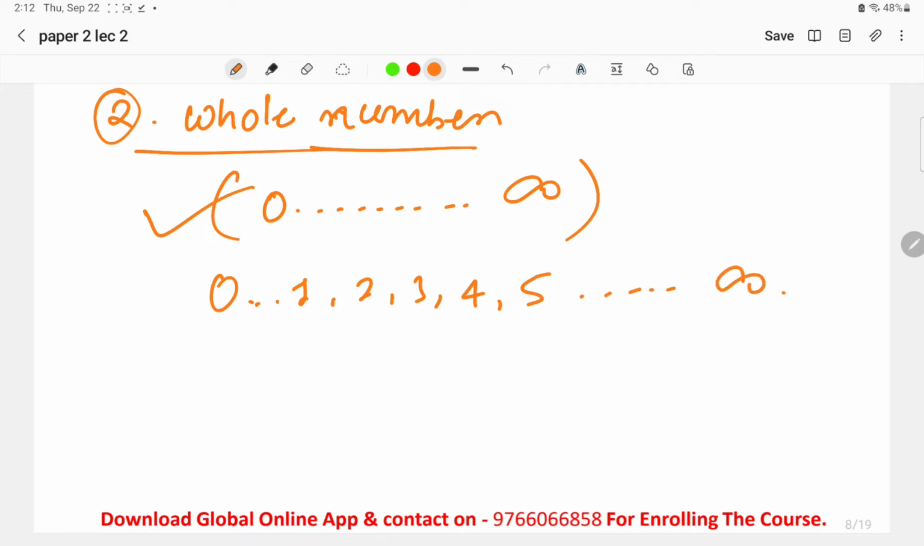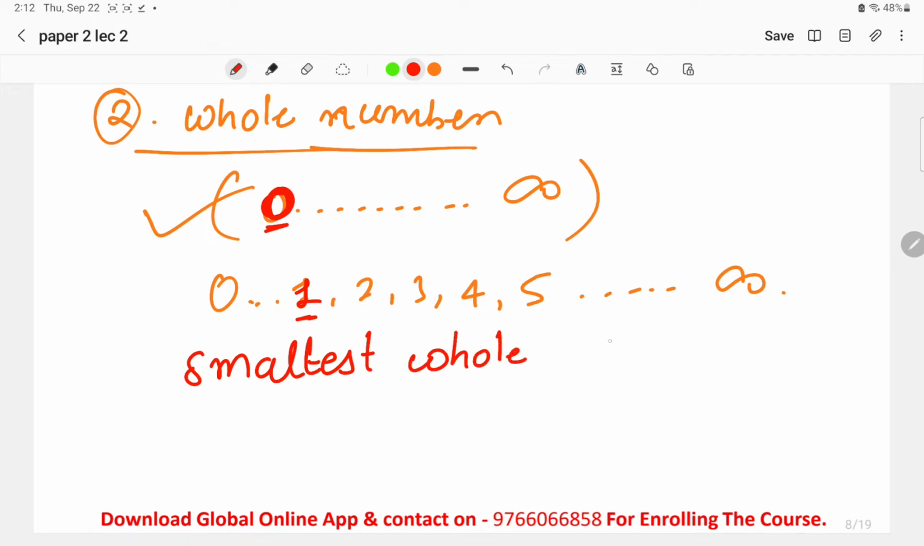So the question that can be asked from this is again the smallest whole number. As we know, the smallest natural number is 1, and we know that whole numbers start from 0. So the smallest whole number will be 0. This is one kind of thing that we have to remember.